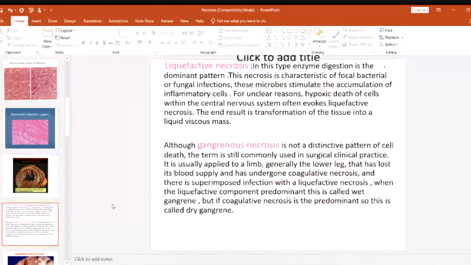The next is liquefactive necrosis. What's the meaning of liquefactive necrosis? Here, the enzymatic digestion is the predominant, and it's seen usually after bacterial or fungal infection. For no clear reason, hypoxic death of the cell within the brain or CNS evolves into liquefactive necrosis. From its name, liquefactive means a liquid-like viscous mass.